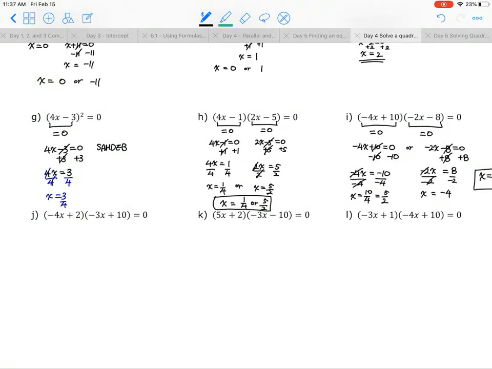So for J, K, and L, I want you to try this on your own. I will make the answer key for these 3 questions and put it up on Google Classroom, okay? So try these.